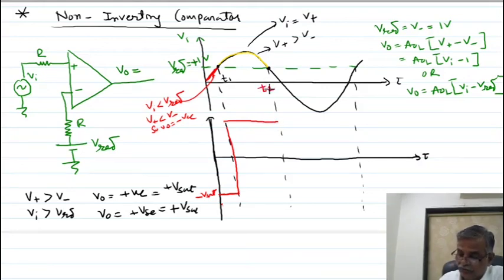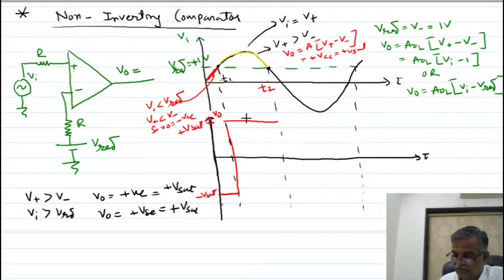From T1 to T2, the voltage at the plus terminal is more than this. So the output VO is equal to A times V plus minus V minus. So I can say plus VCC or plus V sat. This is the output equation. Plus V sat. This is your minus V sat.